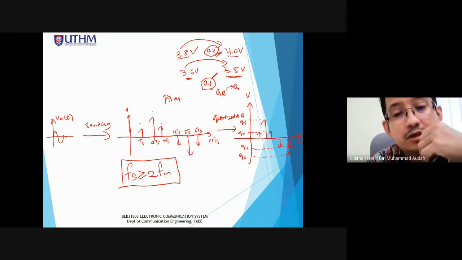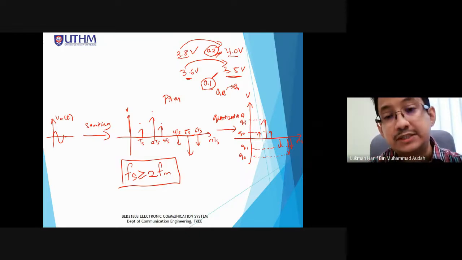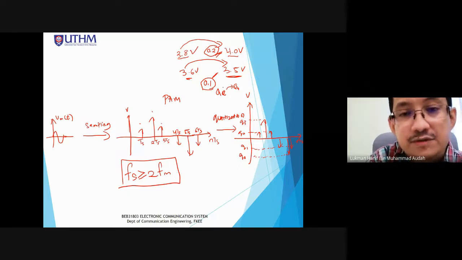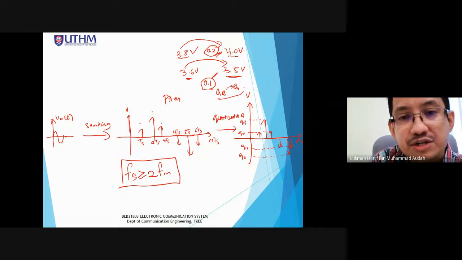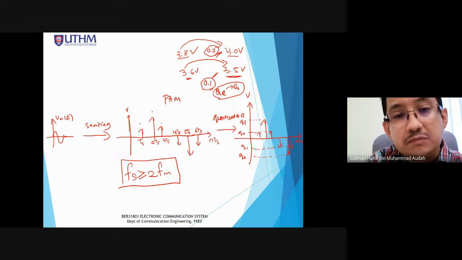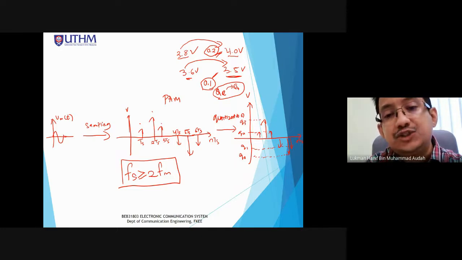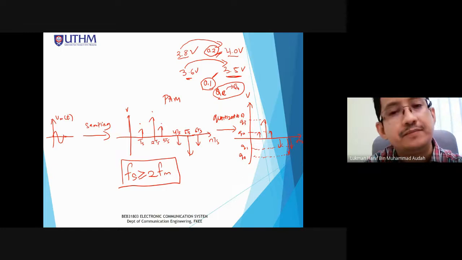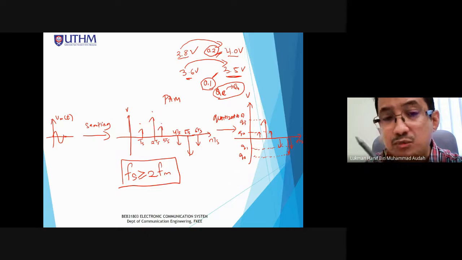Tidak mengganggu keseluruhan proses yang berlaku dalam transmitter itu. Okay. And if you see that this quantization error or quantization noise, it should be as small as possible. Dia mestilah sekecil yang mungkin. Okay, proses pembundaran ini mestilah sekecil yang mungkin.